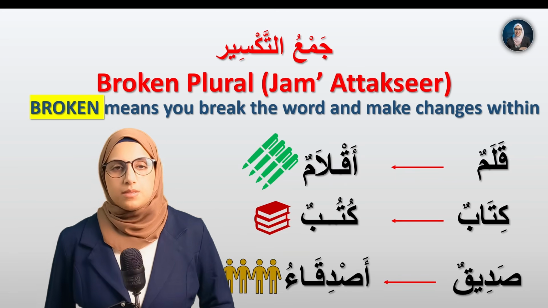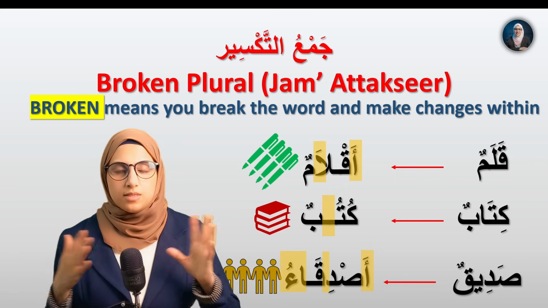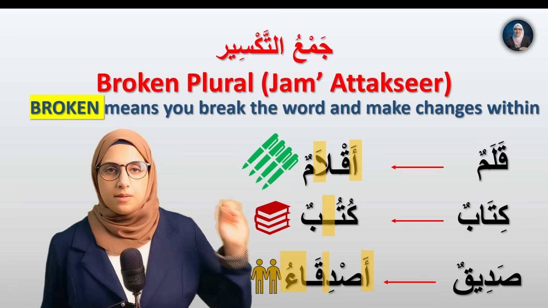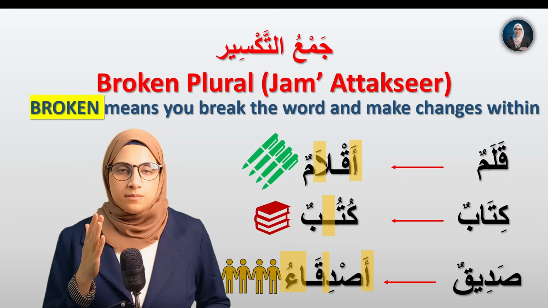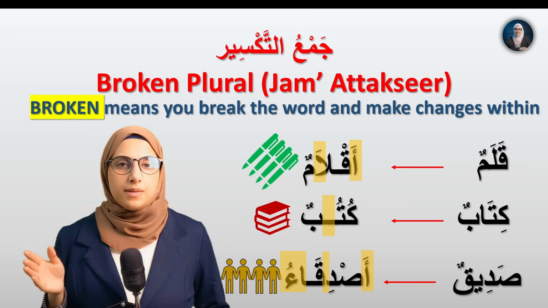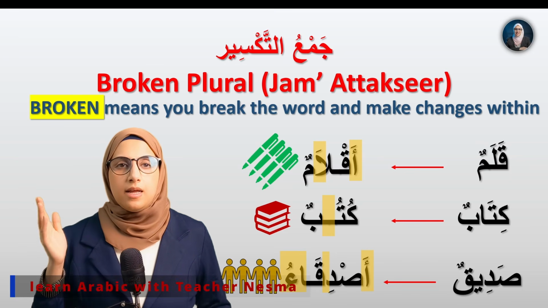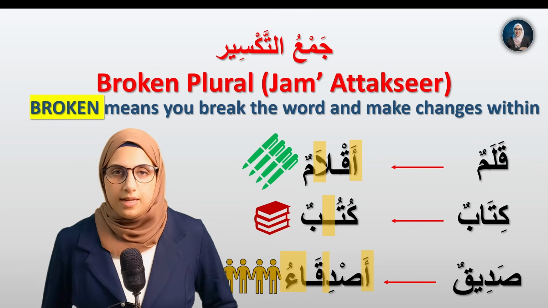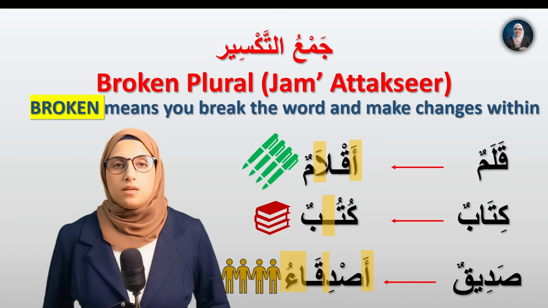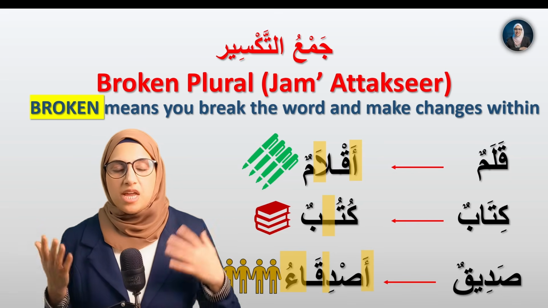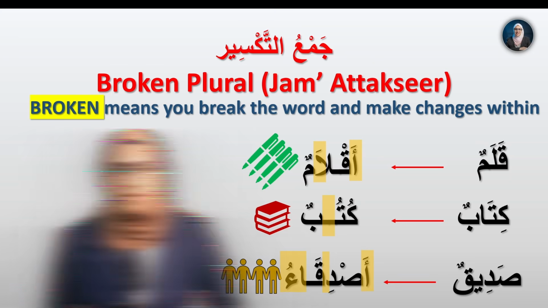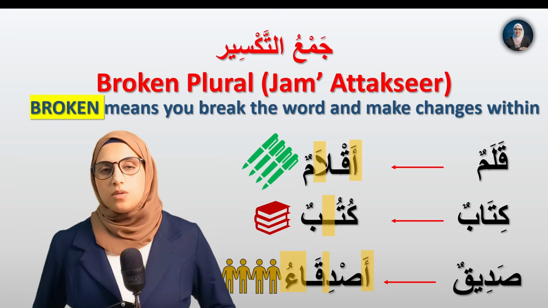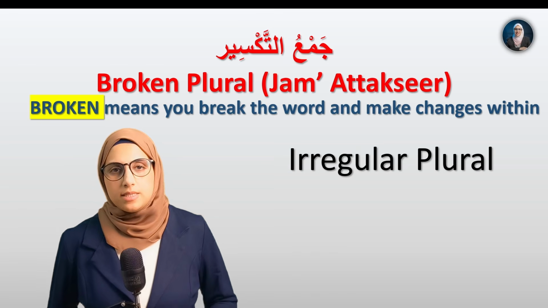In these examples, we changed the word totally, not just adding some letters at the end of it. So the word قلم, we added alif hamza at the beginning, أقلام, and alif mad after the lam. And for the word كتب, we changed the marks, we changed the vowels, and we removed alif mad. You can call it irregular plural, just like some words in English.